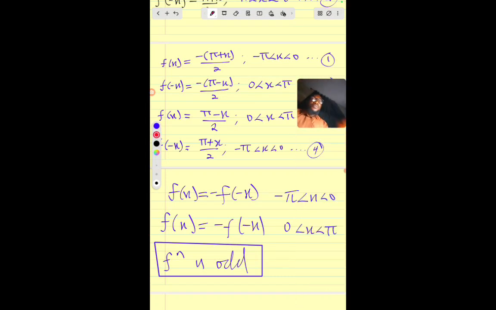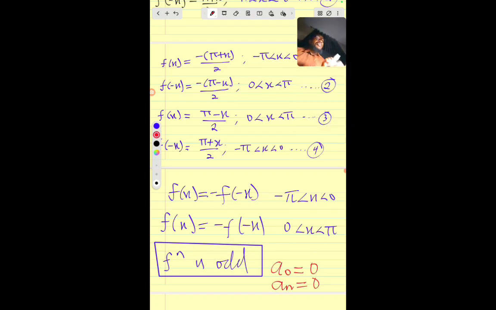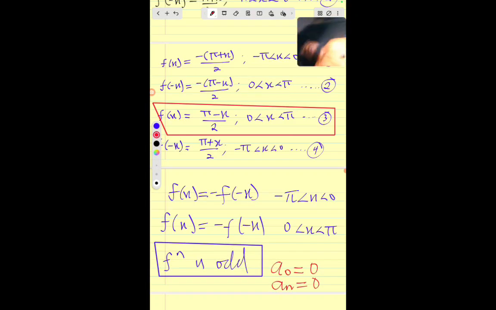And once the given function is odd, your a naught is 0 and your an is 0. So we are only looking for bn. We already calculated for bn. Now that I want to calculate for bn, I'm going to use this equation that goes from 0 up to pi, which is the second given function, which is this.